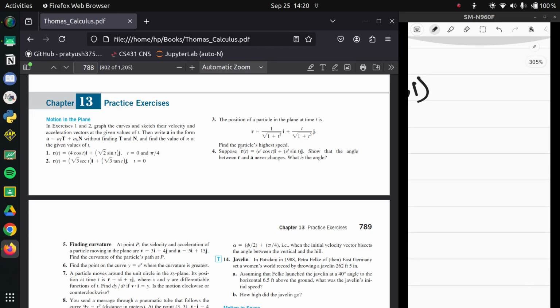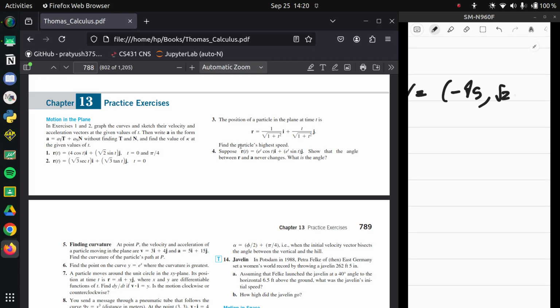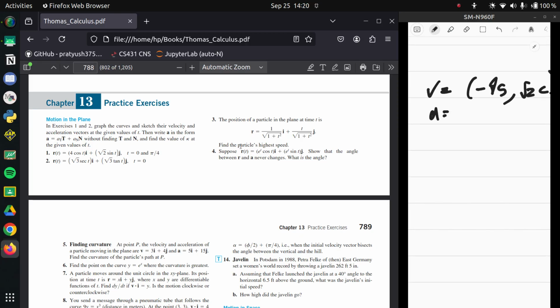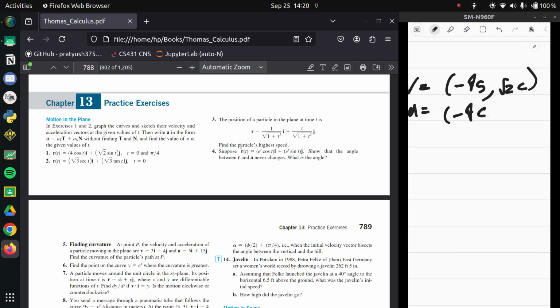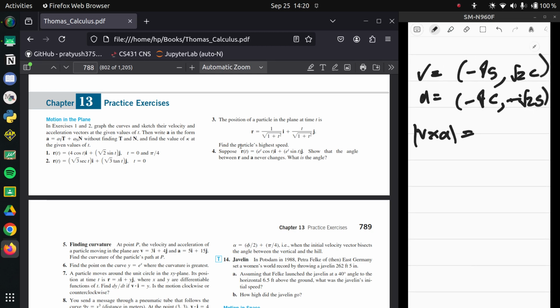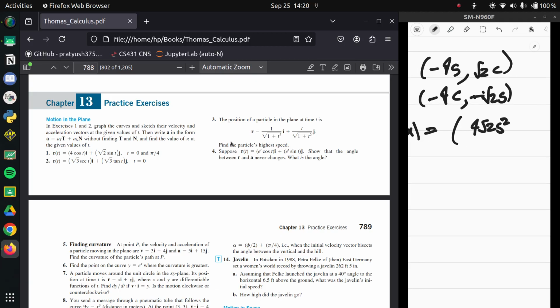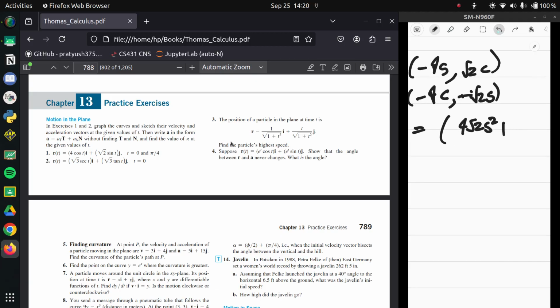So first is r, is this stuff, so the velocity would just be minus 4 sine, comma, square root of 2 cosine, comma, nothing, so just that. The acceleration is minus 4 cosine, comma, minus square root of 2 sine. Okay, no big deal. So the magnitude of v cross a, I'm just doing it directly, it's the determinant, so it's just 4 square root of 2 sine square plus 4 square root of 2 cosine square, just 4 square root of 2 essentially.